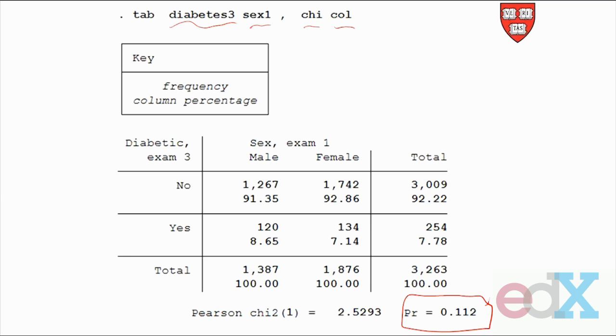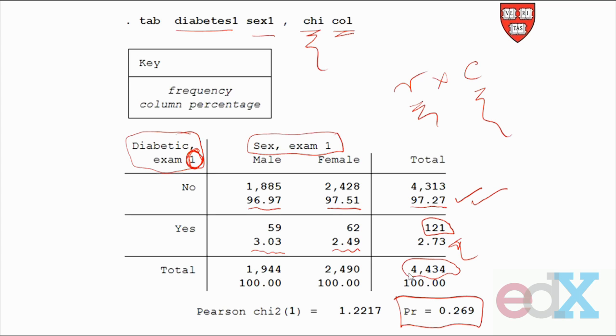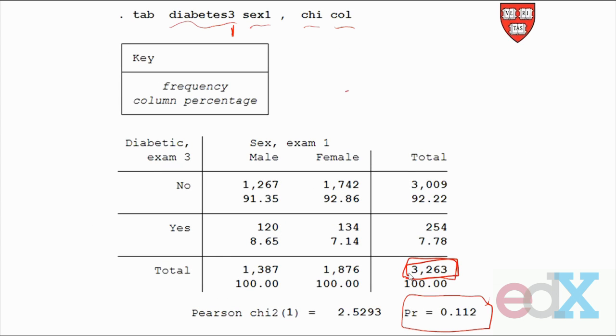I said, be careful with longitudinal studies. Are we comparing the same group here as we did on the previous slide when we had diabetes 1? Is this the same group? And the answer is, well, we've got 3,263 here. How many did we have before? We had our old friend 4,434. So we've lost 1,200 or so people. We've lost a considerable number of people.